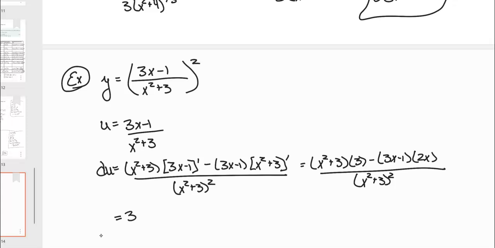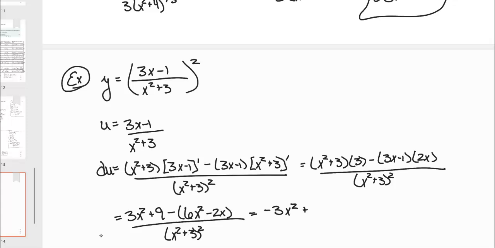So we're going to multiply everything out. 3x squared plus 9 minus, and this is going to be 6x squared minus 2x over x squared plus 3 squared. So 3x squared minus 6x squared is a minus 3x squared. This is going to be a positive 2x, and then we have a plus 9 there over x squared plus 3 quantity squared. So that's the derivative of our inside function.